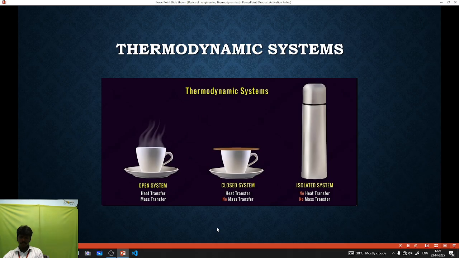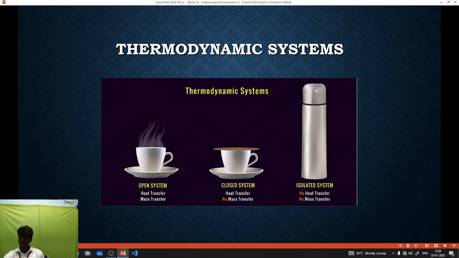Shown here in the figure is a cup of tea. First one, open system, heat and mass transfer. The cup of tea is fully open to the surroundings, so the heat will transfer, and the mass, the vapor, is also transferred to the surroundings. The next figure shows the closed system. The cup of tea is closed by a lid. Only heat will transfer by convection, no mass transfer. In the first figure the vapor moves around the surroundings, but here the vapor is closed in by the lid, so no mass transfer occurs in this system.